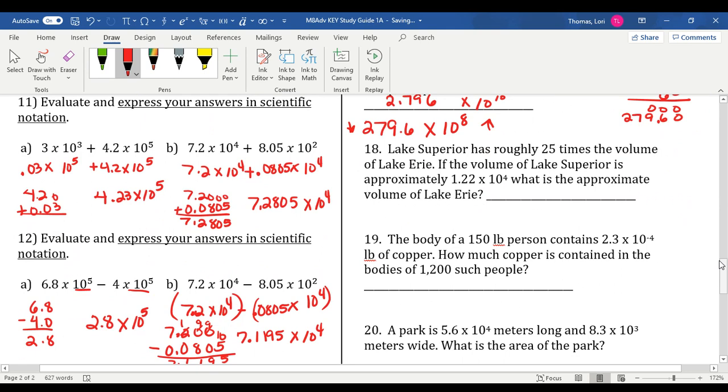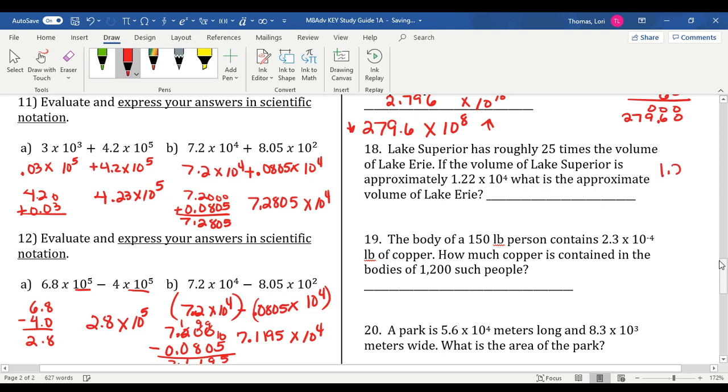So here we have Lake Superior has roughly 25 times the volume of Lake Erie. If the volume of Lake Superior is approximately this, what is the approximate volume of Lake Erie? So Lake Superior has roughly 25 times the volume, and we know Superior, so we're trying to find what Erie is. And so if this is Lake Superior, and it's more than, so we just need to divide.